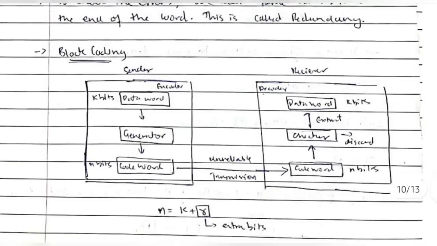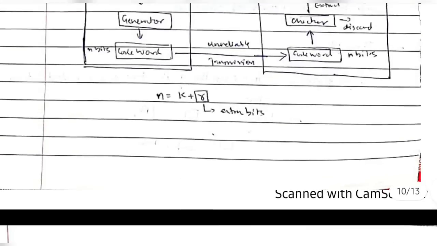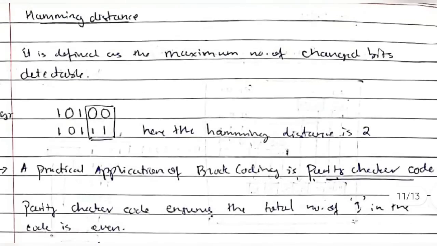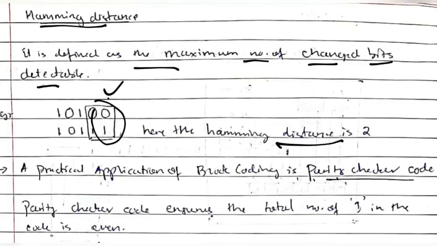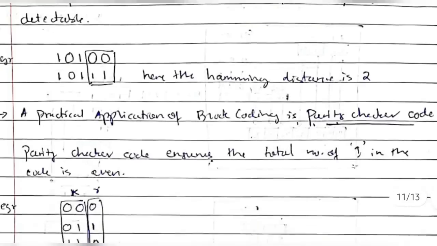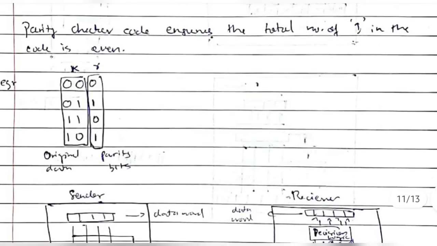Let's see how it actually works by considering an example of a parity checker. But before that, Hamming distance is defined as the maximum number of changed bits detectable. If the Hamming distance is 2, that means changes happening in 2 bits can be detected. Let's discuss the parity checker. In this, k is the real data, 0 0 0 1 1 1 and 1 0, and we have added these bits.